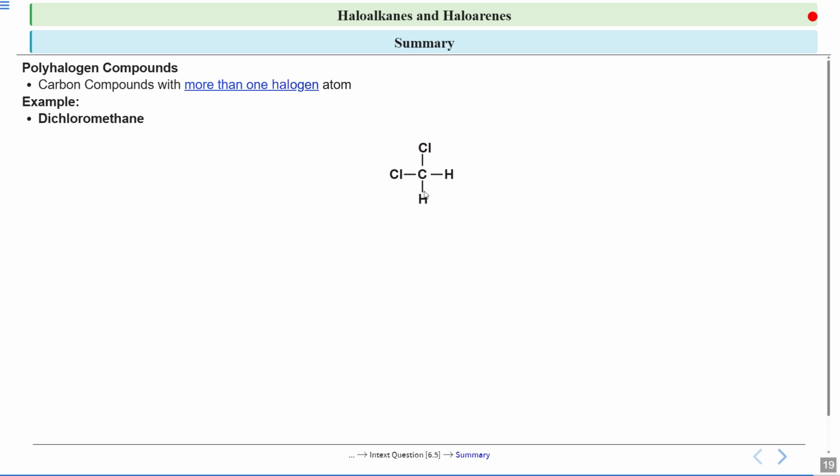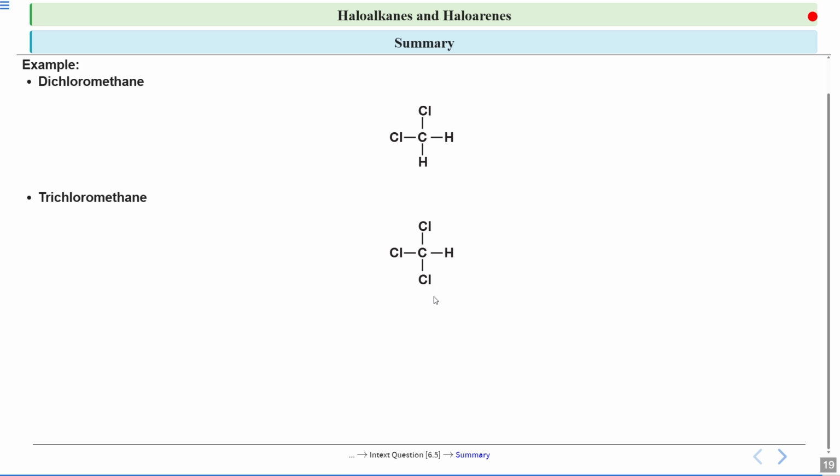Another example we talked about of a polyhalogen compound is trichloromethane, where trichloro means 3 chlorines are there. So we have one carbon attached to 3 chlorine atoms and 1 hydrogen atom. This is also a polyhalogen compound, as more than 1 halogen atom is present, which is chlorine in this structure. So this is trichloromethane. We have also seen its uses and its health effects, and its storage and the precautions during storage, right?